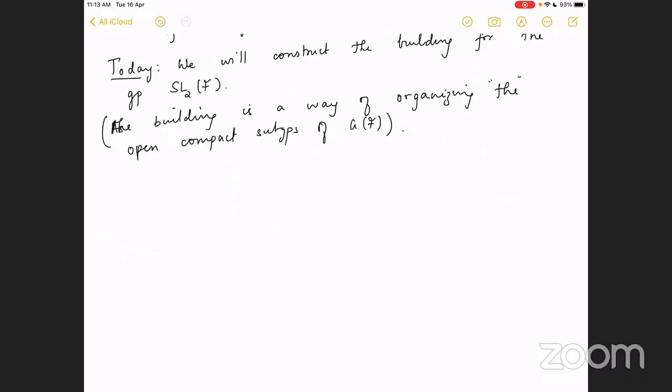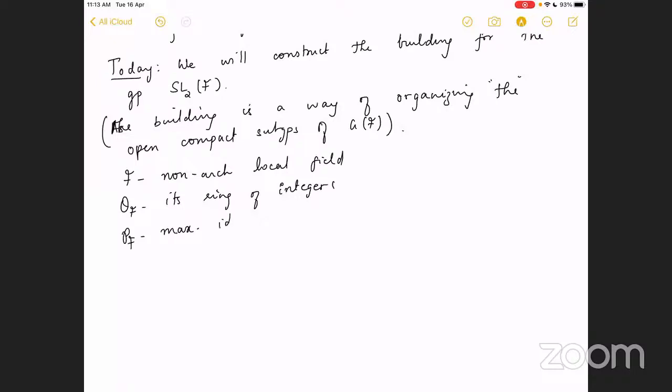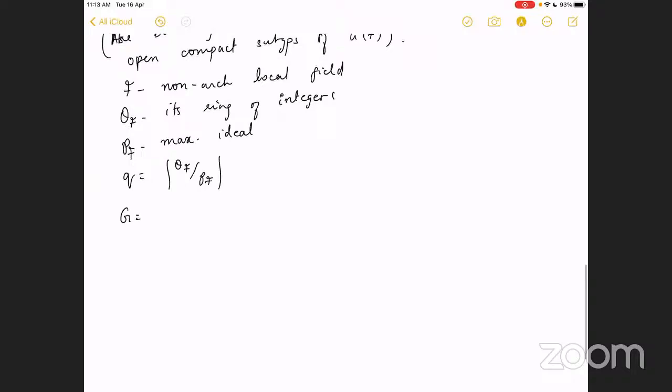So I will introduce some more notation. Of course my F, I've already said, is a non-Archimedean local field. OF is its ring of integers. PF is its maximal ideal. Q is the cardinality of the residue field. I'll denote it as Q, and the group G is SL2F, which is the set of all matrices in M2 of F with determinant 1.